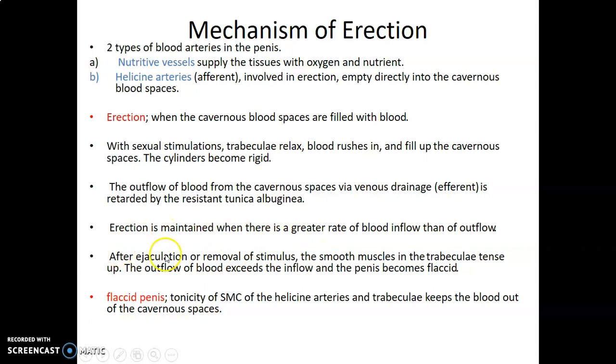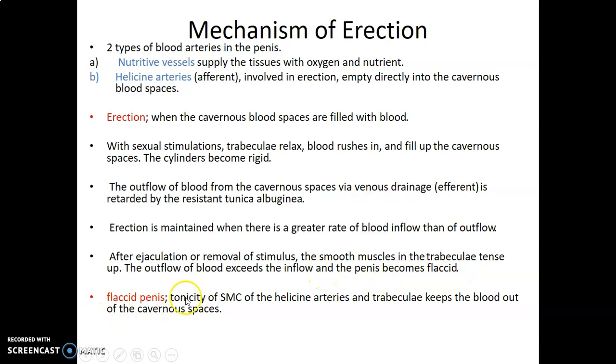Now, after ejaculation, after sexual climax is achieved, that means there's the removal of stimulus. So the smooth muscle cells of these trabeculae now tense. Remember, initially in erection, they were relaxed to allow more blood. They now tense, they contract. And when they contract, they now pump blood out. So outflow of blood exceeds the inflow and the penis becomes flaccid.